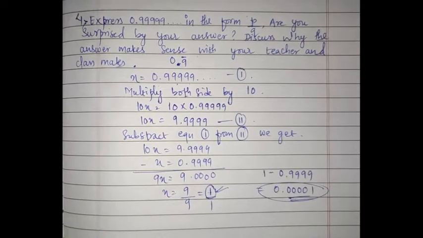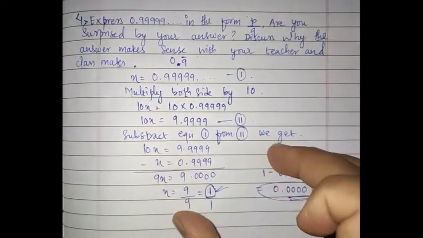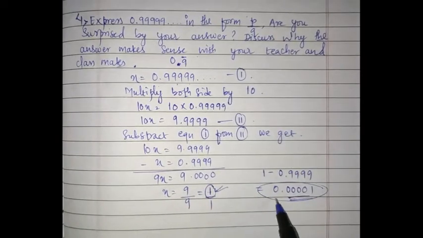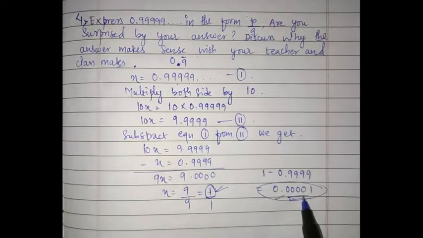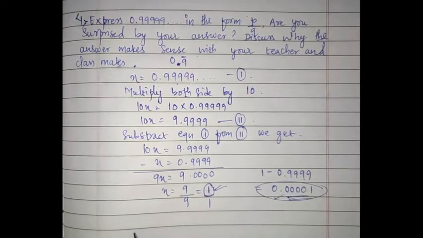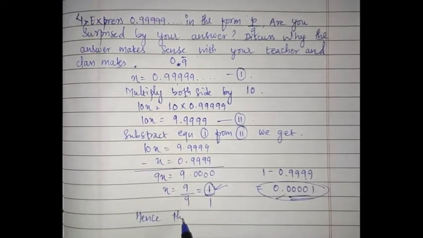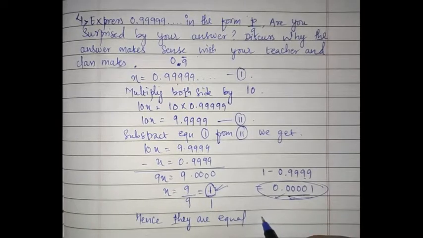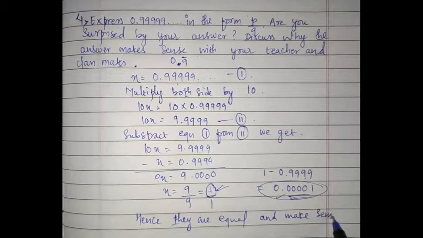So whether you are surprised or not: yes, at first glance, for a minute, we are surprised. But when we find the difference between these two, we find a value which is negligible, right? So there is no big gap between these two numbers. Hence they are equal and it makes sense. Alright, I hope you have understood this.